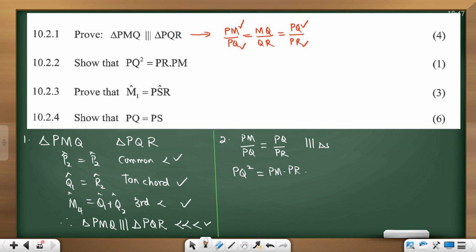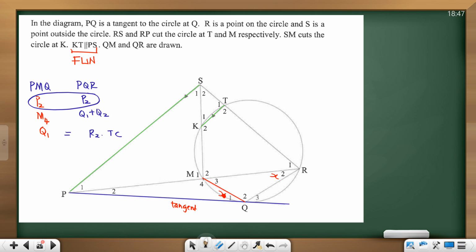Okay, number 3. Show that M1 is equal to PSR. Can we go back to the diagram? Let's find the angles first. Observe the angles and find a reason for their equality. Already we know that they are equal. They didn't say prove whether they are equal. They are sure. Okay, M1 equals PSR. Where is M1? M1 is here. Where's PSR? This one.